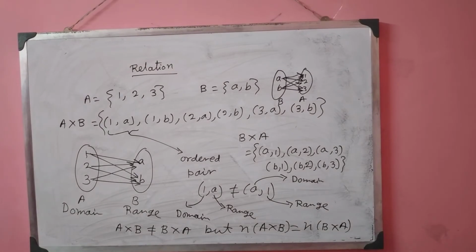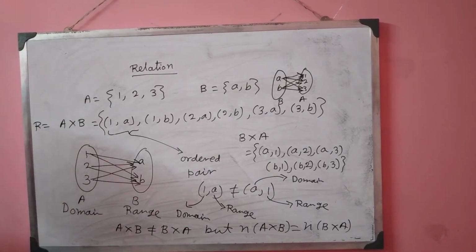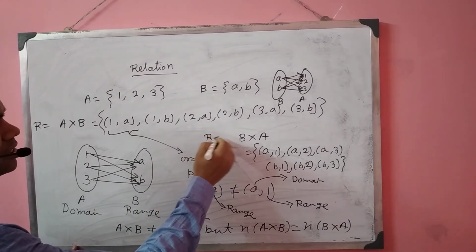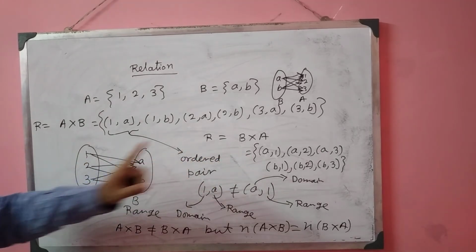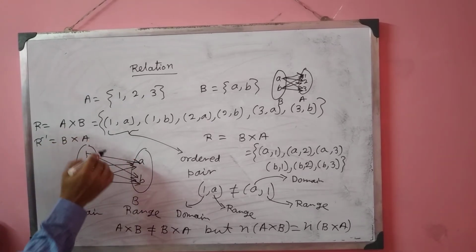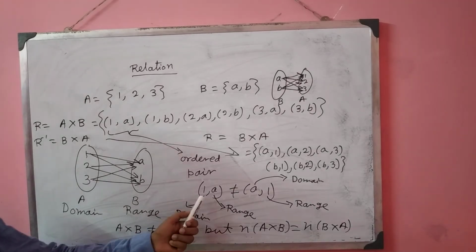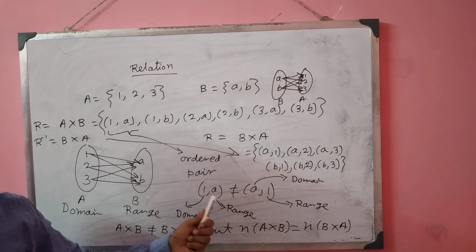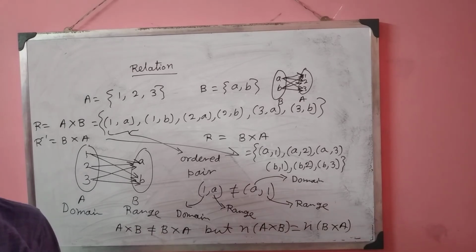Now the question is, what is relation? Here relation is R, or we can say A cross B, and for B cross A, here relation is R. And R inverse is B cross A. R inverse means B cross A. For R, 1 is the domain and a is the range, and in R inverse, a is the domain and 1 is the range.